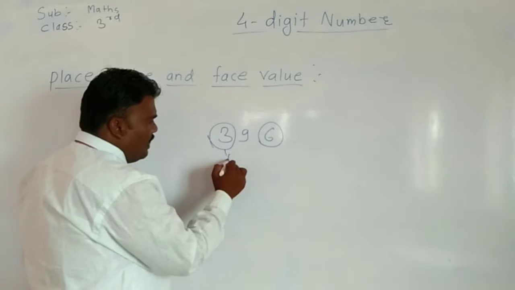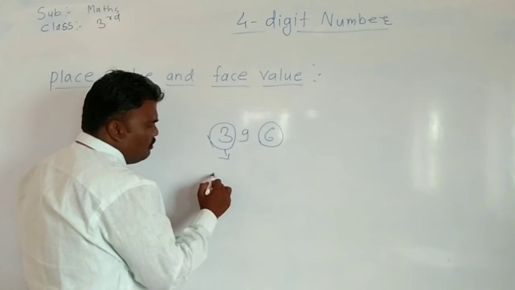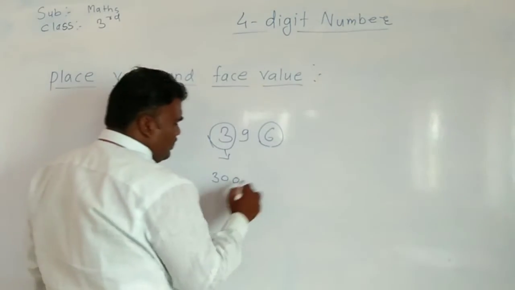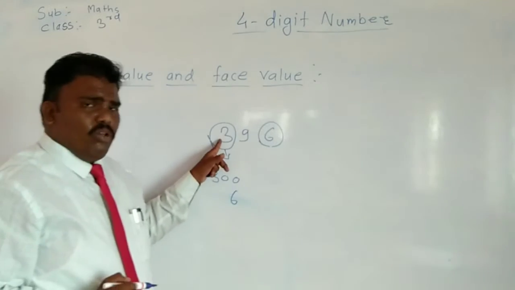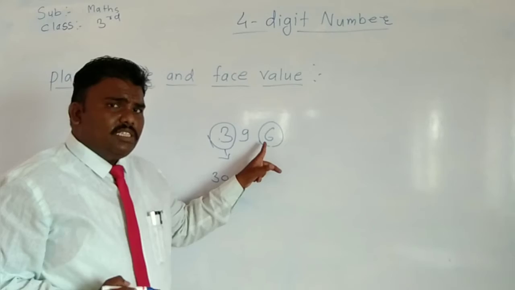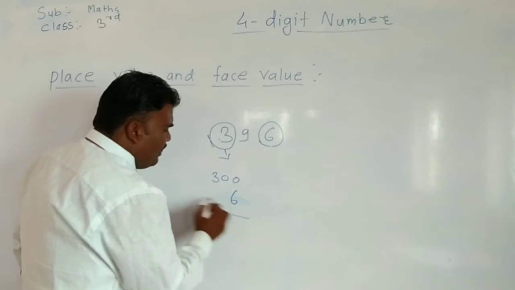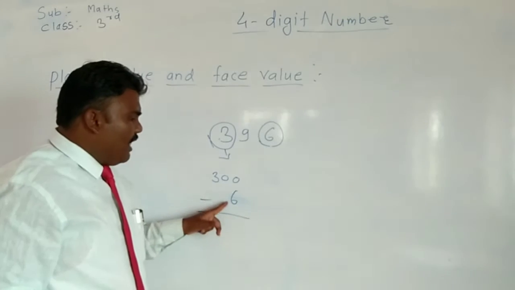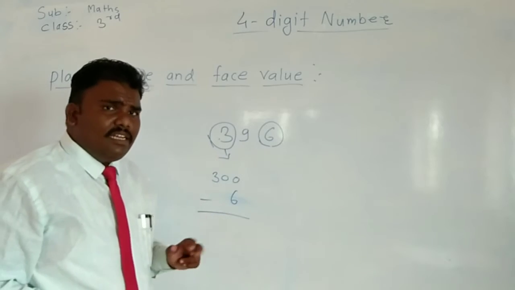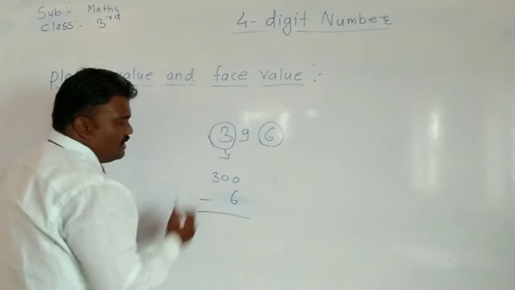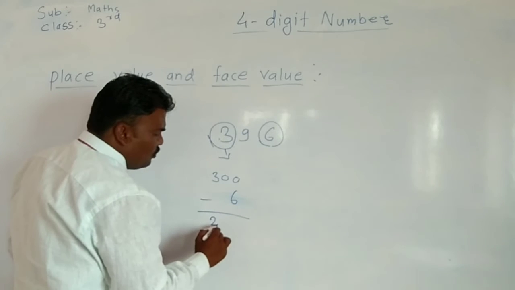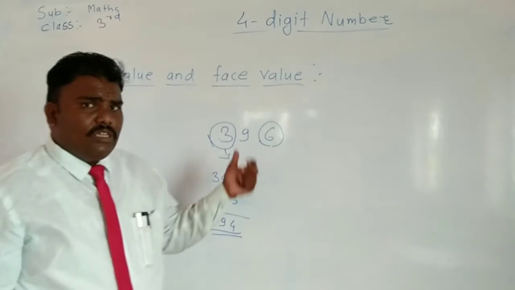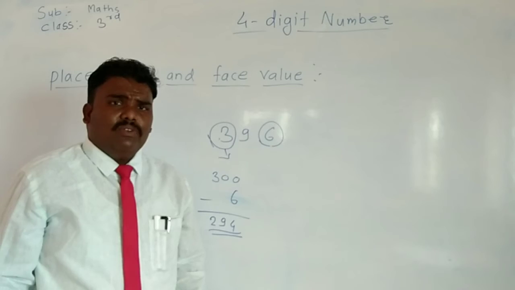So you have to find the place value of 3. The place value of 3 is 300, correct? And what is the place value of 6? It is only 6. Place value of 3 is 300, and place value of 6 is 6. If you subtract 6 from 300, what will be the answer? Subtract 6 from 300, so your answer will be 294. So this is the difference between the place value of 3 and the place value of 6.